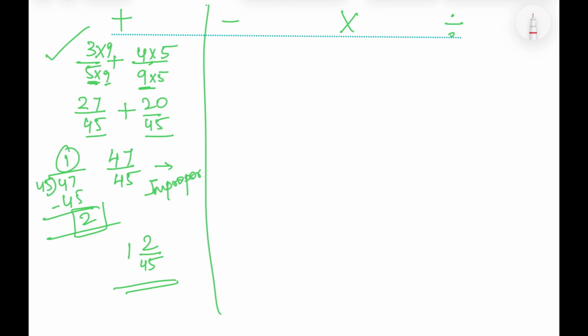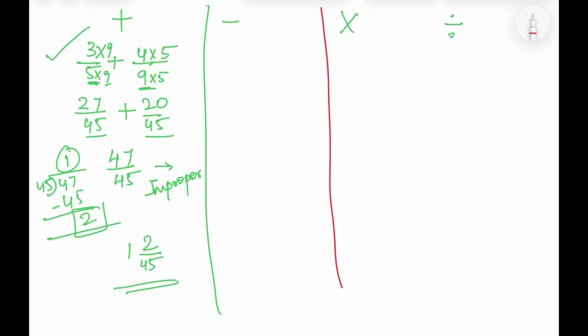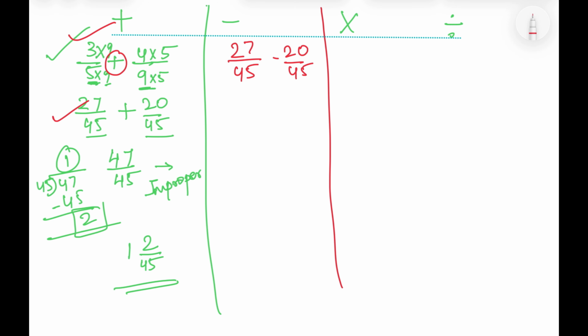Next we are taking up subtraction. I'll show you one example for subtraction also. Okay, let's consider the same example for subtraction also. Instead of this addition, we will do subtraction. So again we will get, I'm just writing this step directly, 27 upon 45 minus 20 upon 45. So directly just subtract the numerators only. So what do I get? 7 upon 45. So after subtraction, is it a proper fraction? Yes. So you keep it as it is, no need to change anything.